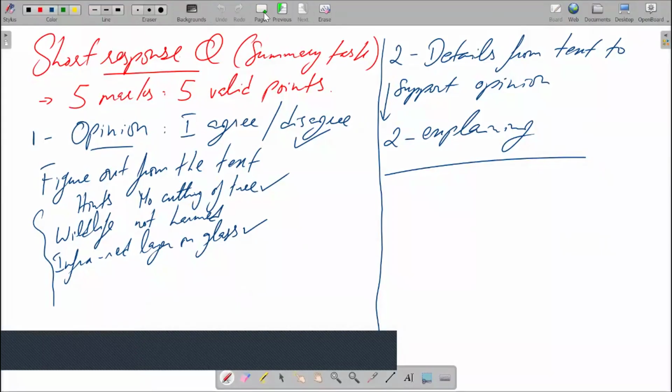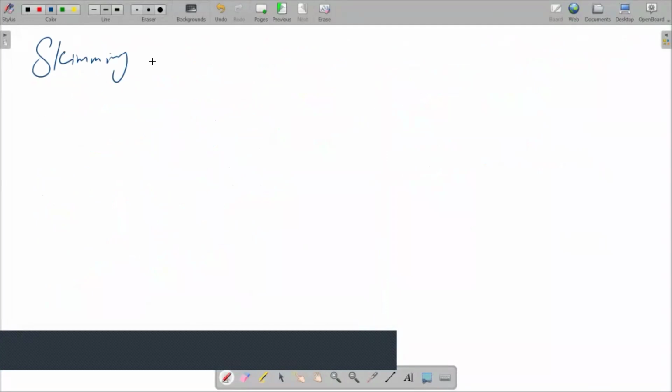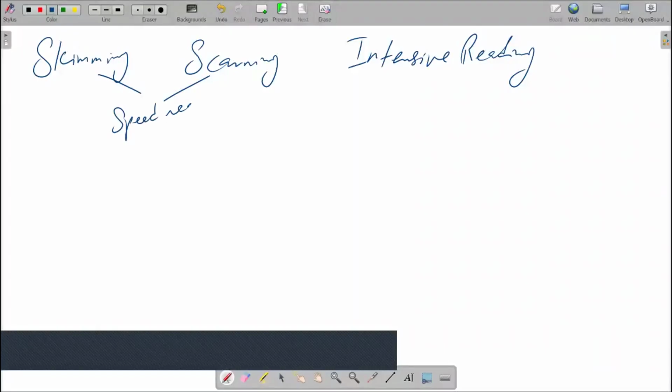So, there are three different approaches to reading that can be done, and those are skimming, scanning, and intensive reading. There's another one that is extensive reading, which is not at all relevant to our preparation, so I'm not going to go into that. Now, both skimming and scanning are reading techniques, and they are speed reading techniques.